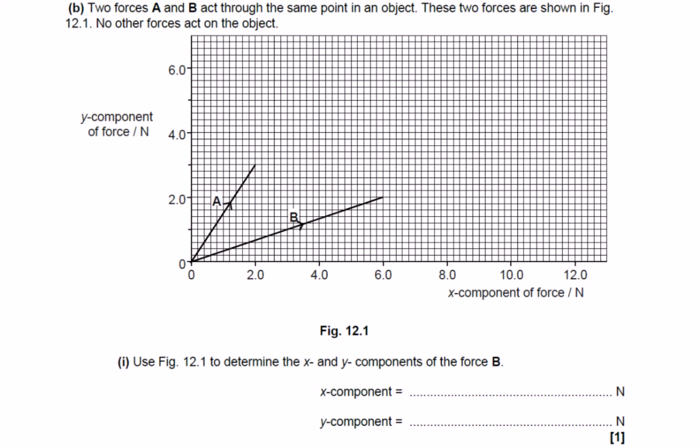And part I is asking us to determine the x and the y component of force B. Well, this really is just a case of coming along and reading off the graph. So force B, if I follow that down, has an x component of 6.0 newtons, checking the units are correct, and if I come along here I can see that my y component is 2.0 newtons. And that's part one done simply enough.